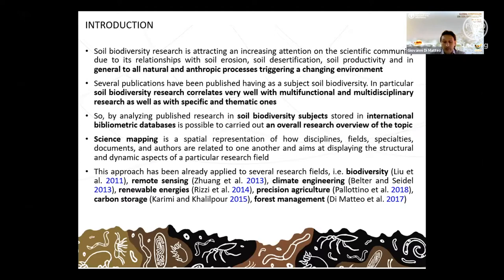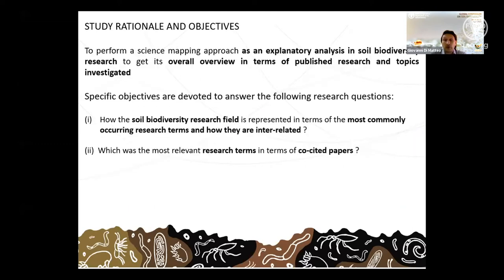interconnection among them. So also in the past, this approach has been applied to several research fields like biodiversity, remote sensing, climate engineering, renewable energy, precision agriculture, and so on.